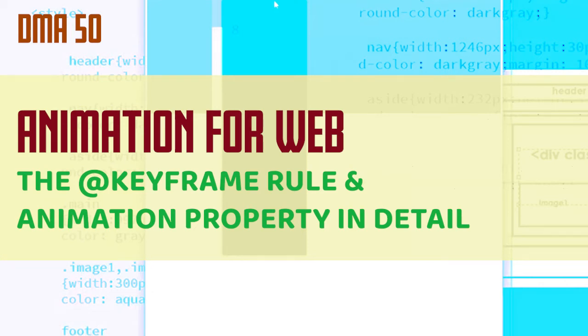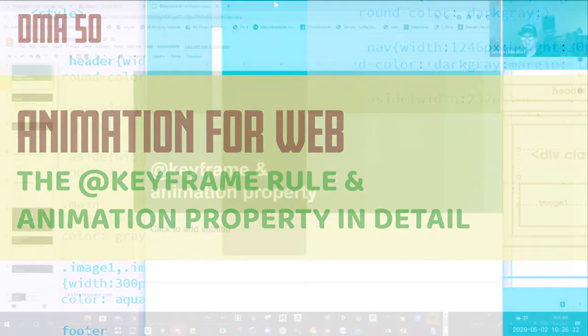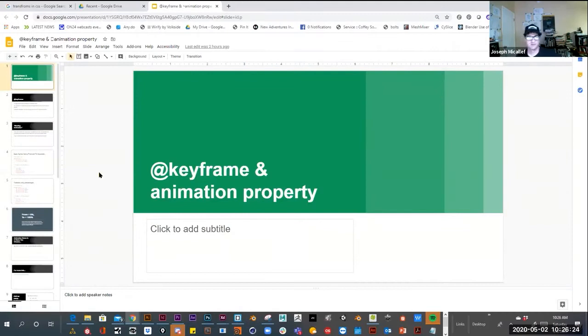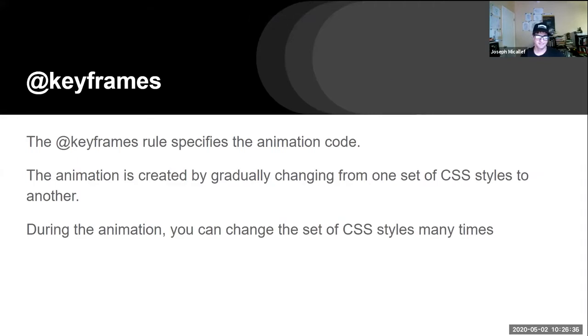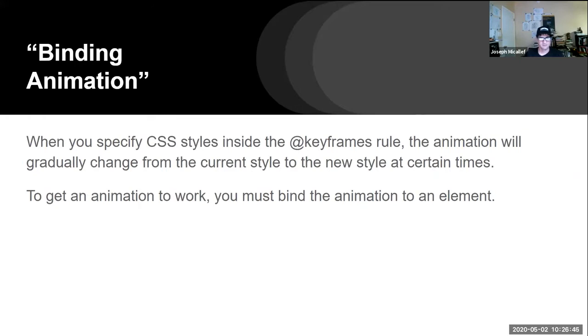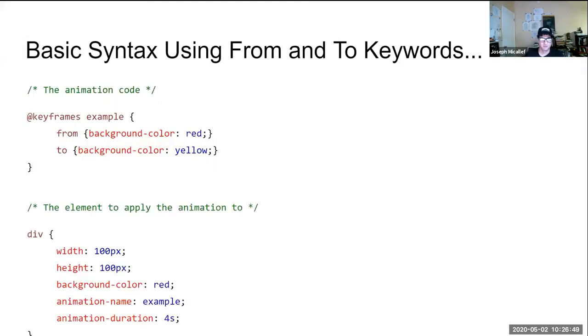And then I do have this presentation going through it as well. And so you can kind of see a couple of variations of this animation. So real quick, I'm just going to go through this. Keyframe specifies animation code. Animation that is created gradually by changing one set of CSS styles to another. And you can change the set of CSS styles many times. So this idea of binding it, so you have to pick a name and apply it to the keyframes rules.